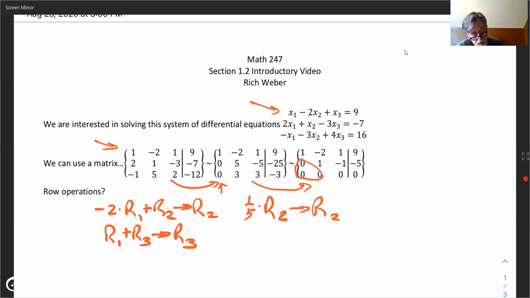Or you could do it a different way. This is going to be weird. How about we go minus, what would it be? 3/5 maybe, row 2, add to row 3, gives you a new row 3. So the point is that hopefully we're able to get our matrix in row echelon form or triangular form. That's a good thing.